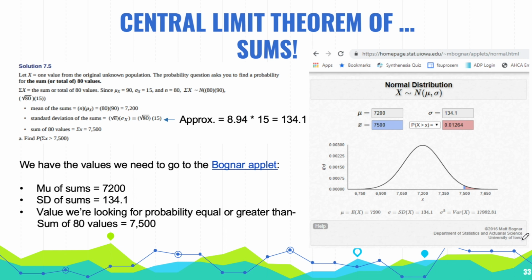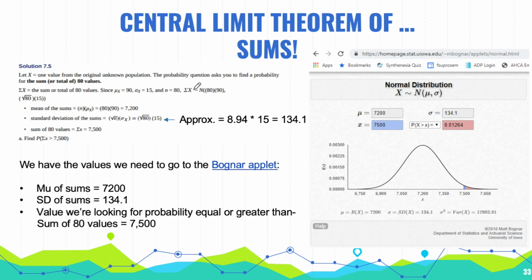Let's use the information from this problem to solve it. So again, we're going to let x equal one value from the original unknown population. The probability question asks you to find a probability for the sum or total of 80 values. And now we'll say that capital sigma x equals the sum or total of 80 values. Since the mu of the original distribution is 90, the standard deviation of the original distribution x is 15, and the sample size is 80, we write the distribution as follows.